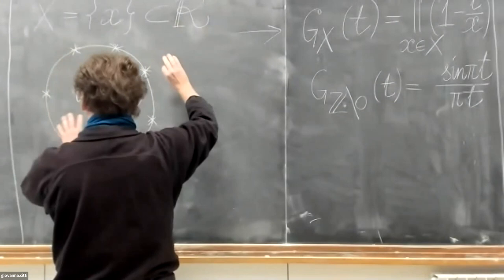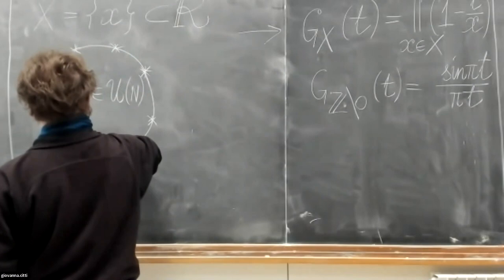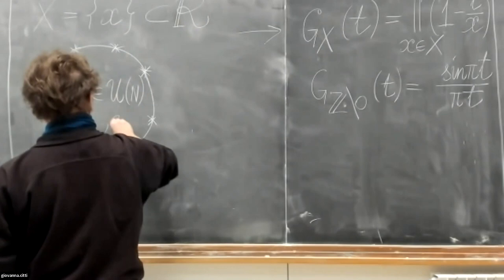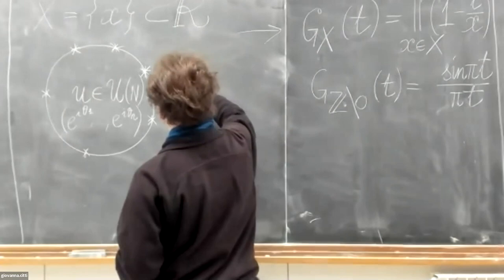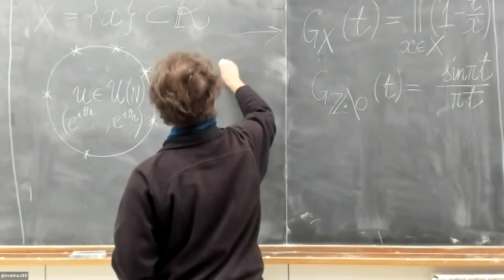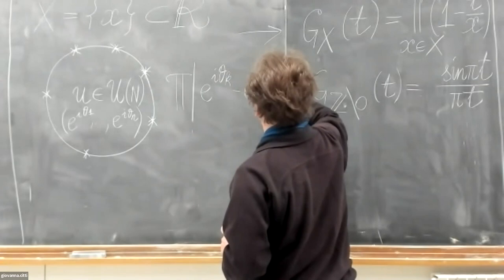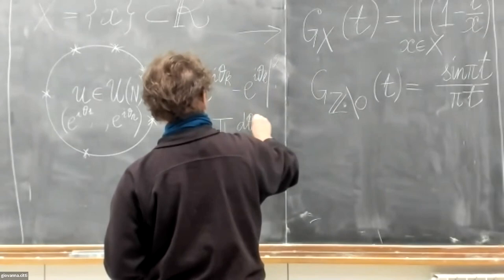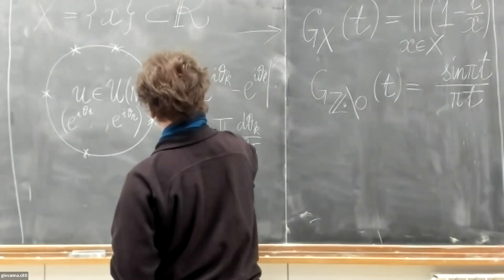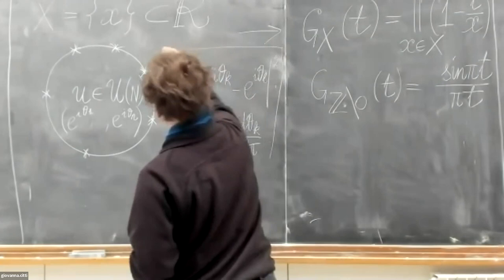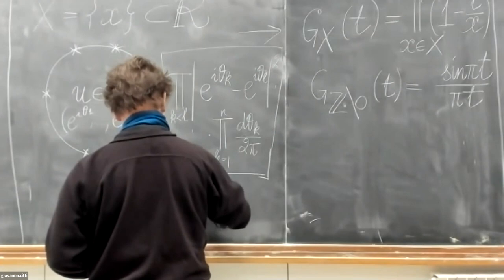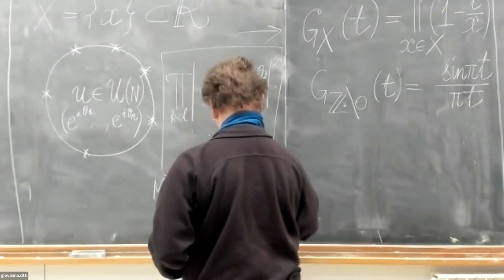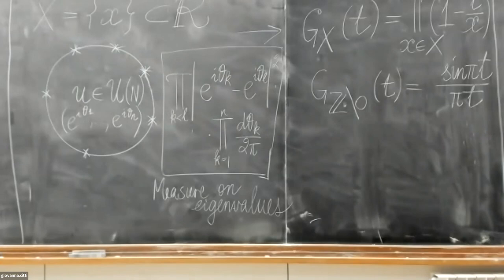So if I have Haar measure on the matrices, then the eigenvalues, I denote them by e to the i theta 1 and so on, e to the i theta n. The measure of the eigenvalues is the following: the product of |e to the i theta k minus e to the i theta l| squared, times the product of d theta k over 2 pi. Here the first product is for k less than l. So this is the measure on eigenvalues.